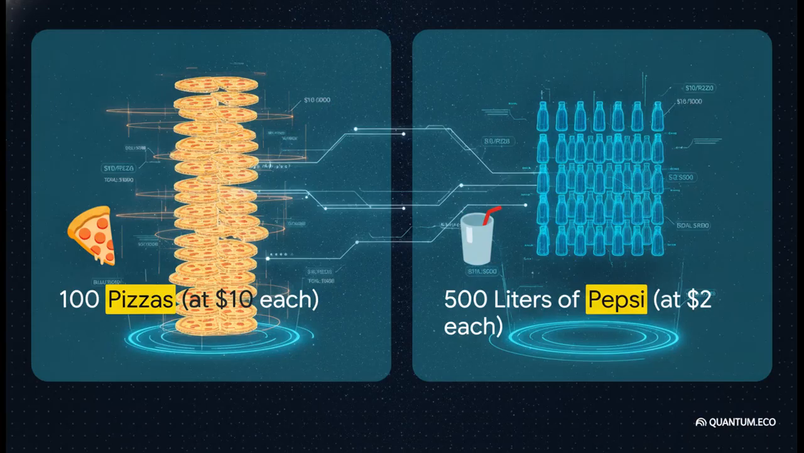Now, to really visualize this boundary, let's look at the absolute extremes. If our consumer spends all $1,000 exclusively on pizza at $10 each, they get 100 pizzas. That's the extreme limit on one side. On the flip side, if they spend every single cent on Pepsi at $2 a liter, they can buy exactly 500 liters of Pepsi. Most days, our consumer will choose a bundle somewhere in between those two extremes, but these are the absolute borders of what their money can literally buy.